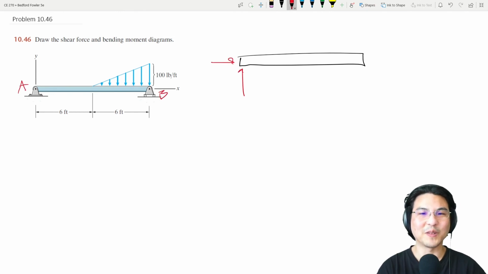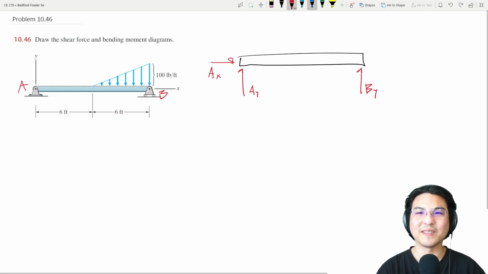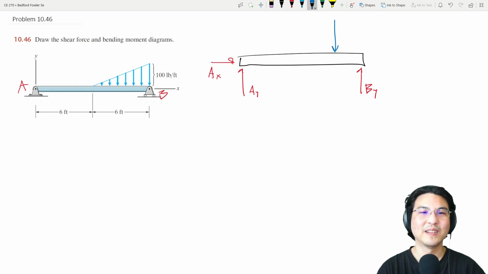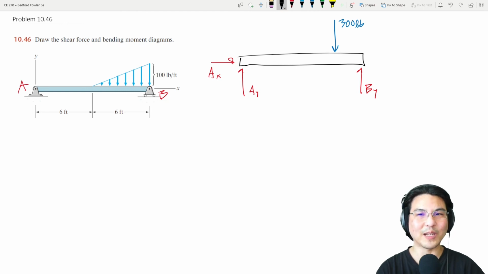So let me decompose the reactions at the pin, and then this is a roller over here, and this distributed load I'm just going to represent as a single discrete force, and then the magnitude is the area, 1/2 base times height, so that should be 300, located at the centroid of the shape. So let's see, 1/3 of the way this way is 2 feet, and the leftover is over here, 10 feet.